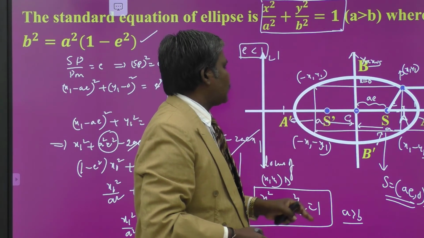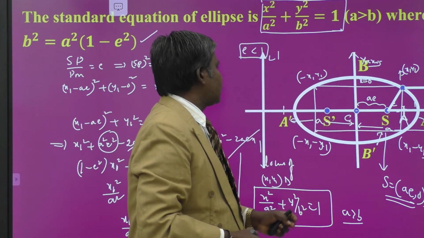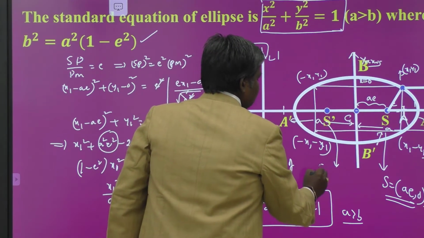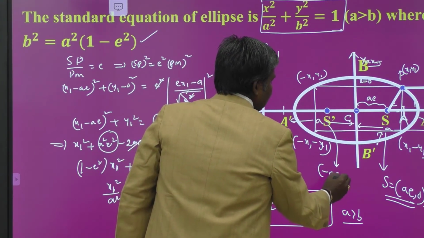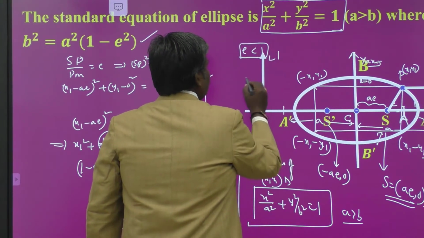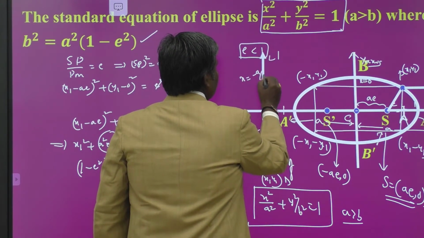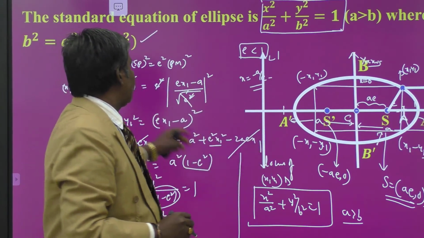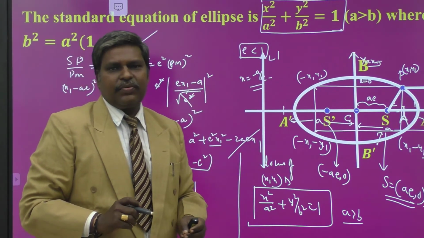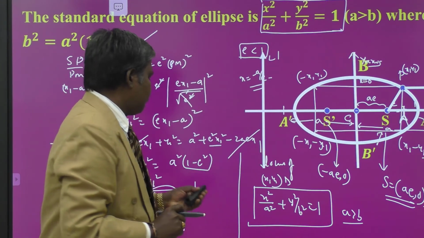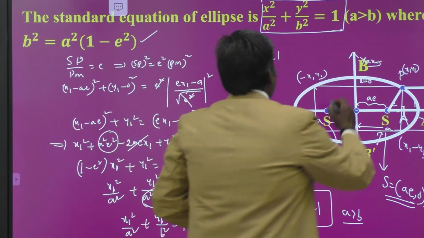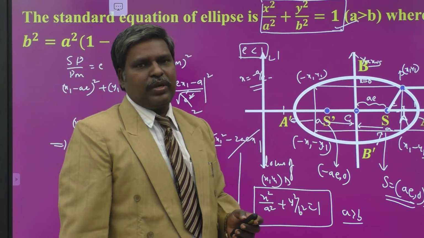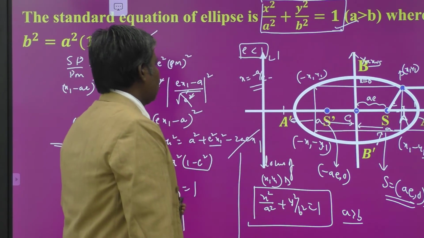There exists another focus S dash and another directrix L dash. Can you guess the coordinates of S dash? That is minus AE comma 0. And the directrix is x equals minus A by E. This is the entire story related to the standard equation of ellipse. So, what is the standard form? x square by A square plus y square by B square is equal to 1.